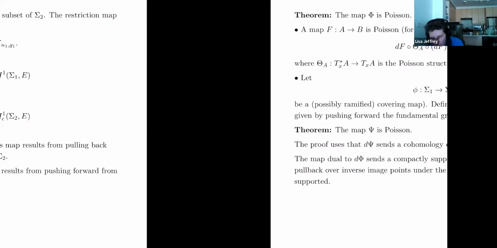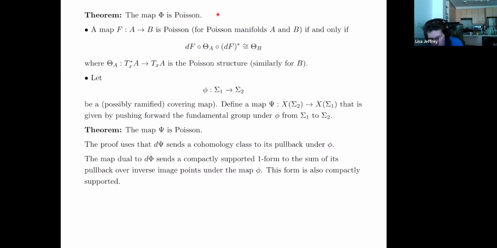So to check that the map phi is Poisson, to check that a map F between two Poisson manifolds is Poisson, you just have to check, if the Poisson structure on A is written as theta A, and the Poisson structure on B is written as theta B, that this equation holds involving the differentials of F. So that is how we verify that.